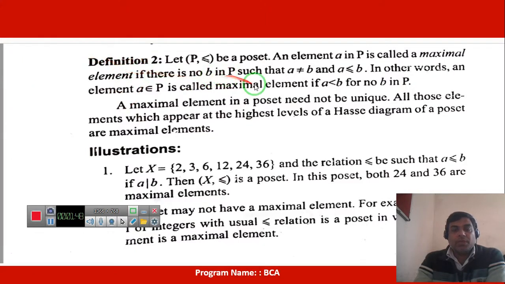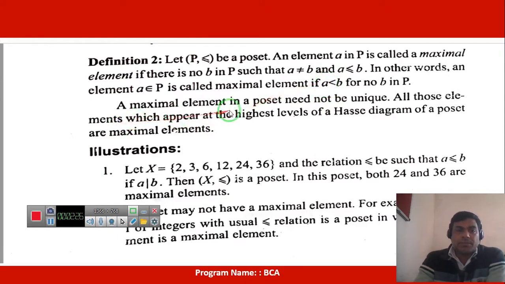So there is no B in P such that A is not equal to B, they are non-comparable, and A is less than B. In other words, an element A is called the maximal element if A is less than B for no B in P. If P में कोई ऐसा एलिमेंट नहीं है जो इस कंडीशन को सेटिस्फाई करता है, इसका मतलब A किसी से भी छोटा नहीं है, A सबसे बड़ा है.